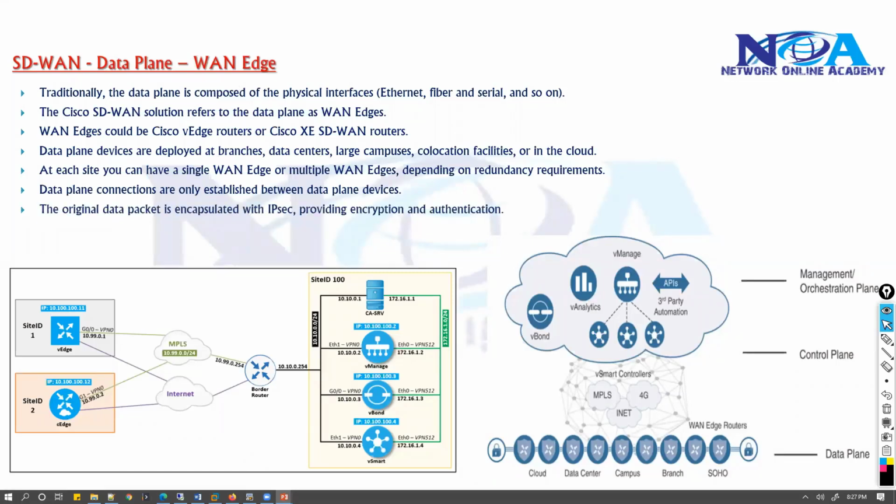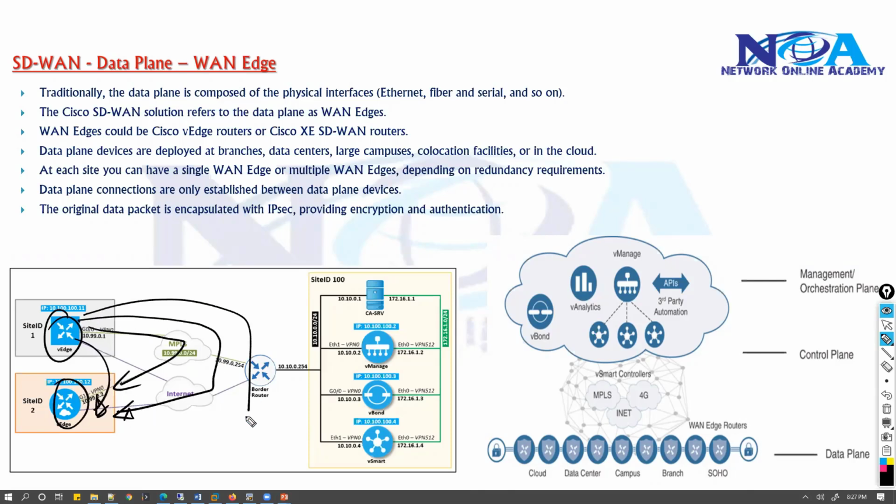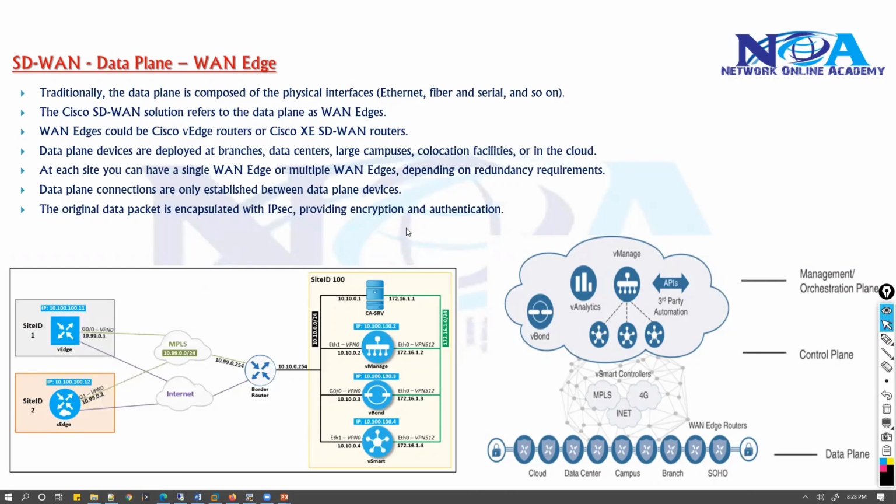And one more thing, the traffic which is going between them will be encrypted. So whatever traffic is moving between these two sites, whether over the MPLS network, or over the internet, or over the 4G network, the traffic is encrypted with IPsec. And there will also be an authentication process to identify the source of the packet, the origin of the packet.